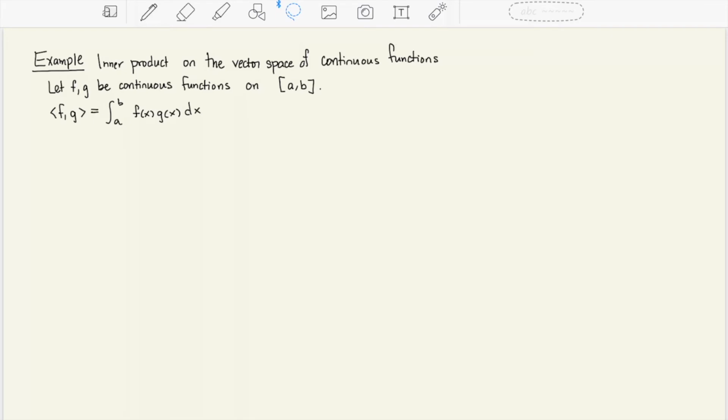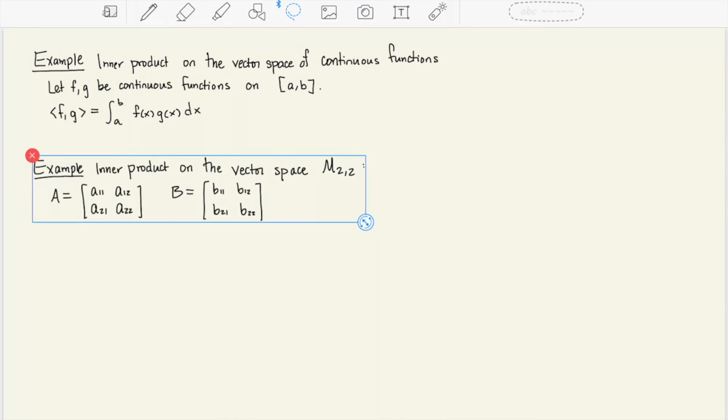Next, let's look at a different example. How might we define an inner product if we're dealing with vector spaces where the vectors are made up of matrices? Well, let's look at the 2 by 2 case. There's an inner product defined on the vector space M22.